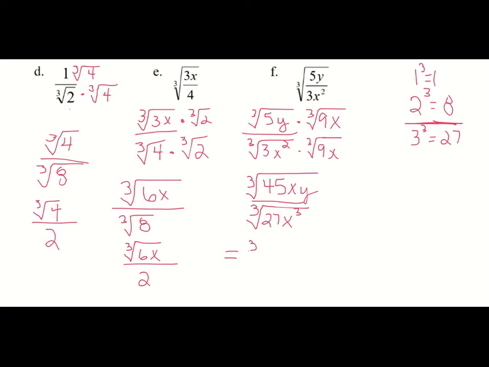So we'll have the cubed root of 45xy on the top, and then on the bottom, the cubed root of 27 is 3. The cubed root of x cubed is x. So we'll have our 3x on the bottom. And that is it. We can't do any more, so we are done with that.